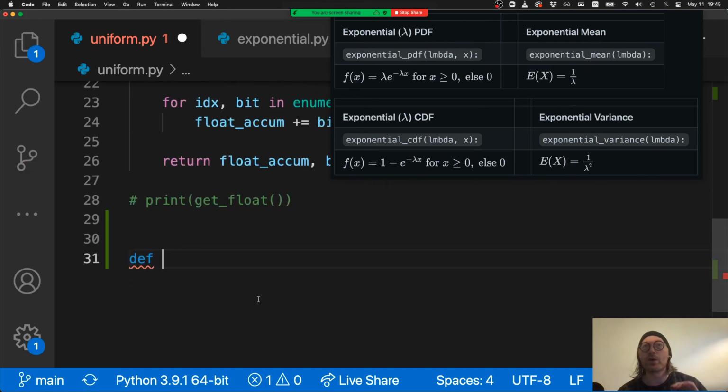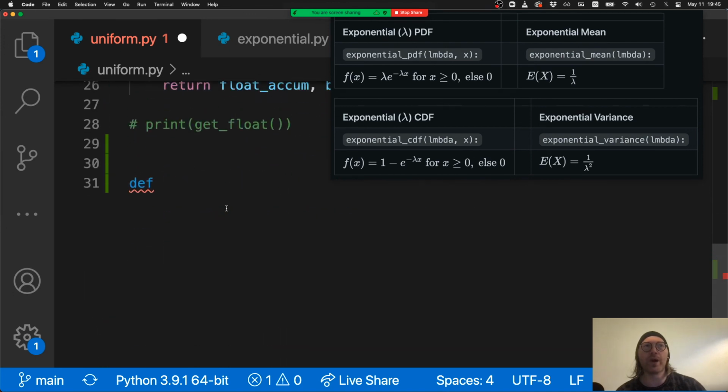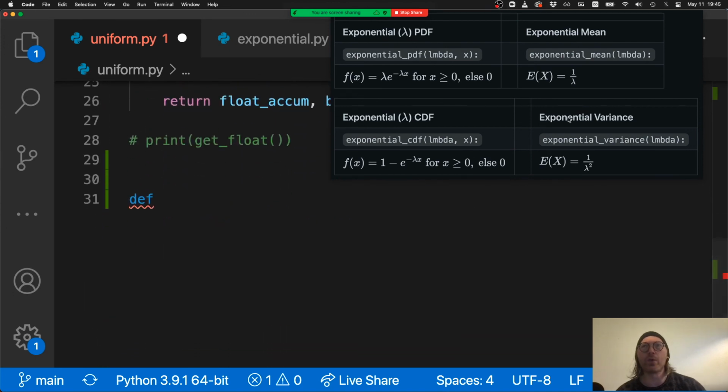Okay, so these are pretty straightforward. I'm going to go ahead and code these. I put e and square root at the top of this. We don't actually need square root, but I'm going to use it for the standard deviation as it relates to the variance. Okay, so we'll start off with the exponential PDF.